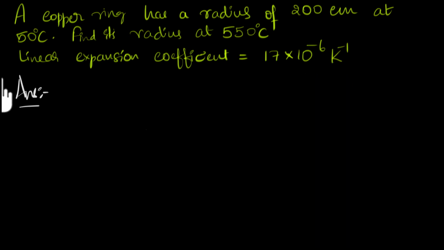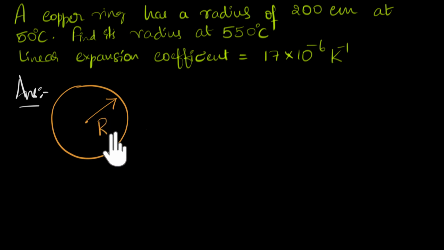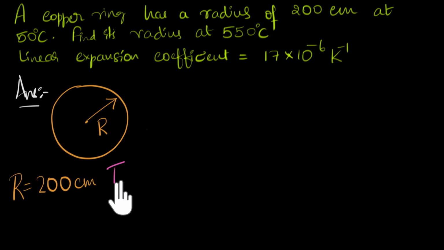Let's first write down what's given to us. We have a copper ring which has a radius of 200 centimeters. So here is our copper ring. It has a radius, let's call that radius R, and that radius R is 200 centimeters at 50 degrees Celsius, which means the current temperature T is 50 degrees Celsius. We need to find its radius at 550 degrees Celsius.